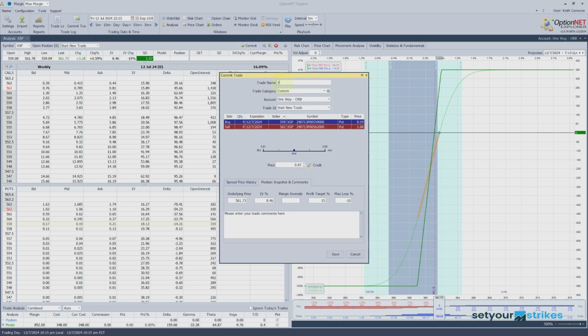Just put in a reference number 1 so I know which trade it is. Just double check and make sure I got all the dates and everything right. Yeah.